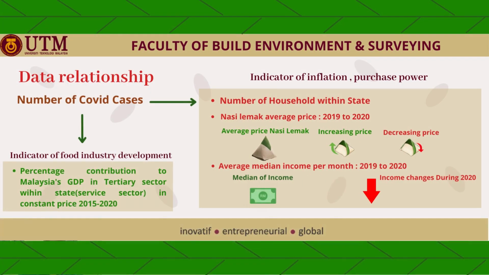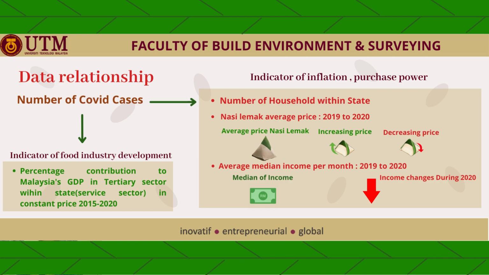For the data relationship, we would like to compare the relationship between the total number of COVID cases and the indicator of inflation and purchasing power. Then we would like to compare the COVID cases with the indicator of food industry development. For the indicator of food industry development, we are using the percentage contribution to the Malaysia GDP in the tertiary sector within each state in the service sector at constant price 2015 to 2020. For the indicator of inflation and purchasing power, we are using the number of households within each state, and then the Nasi Lemak average price from 2019 to 2020.